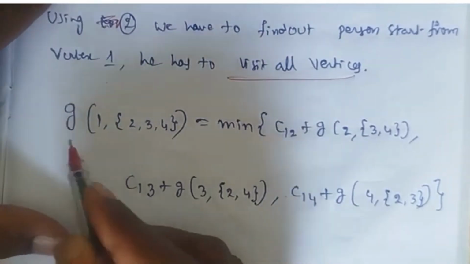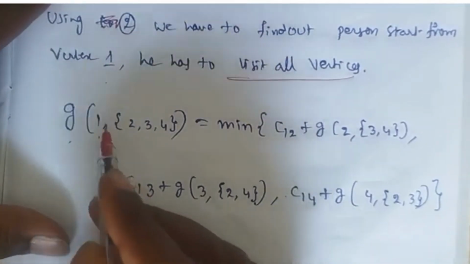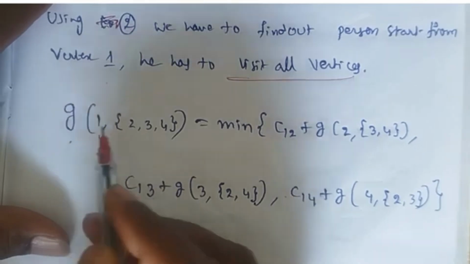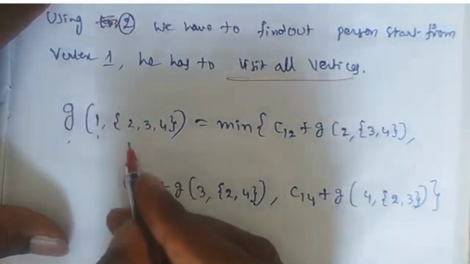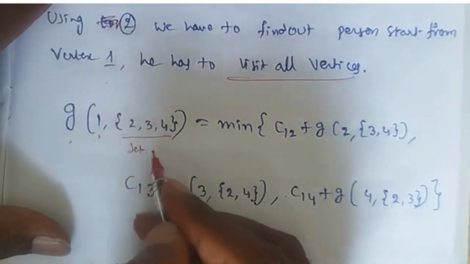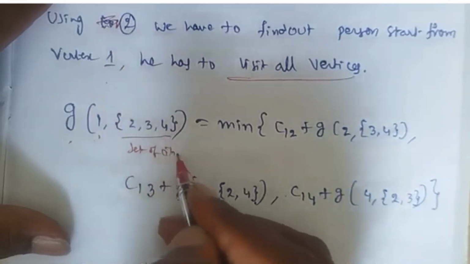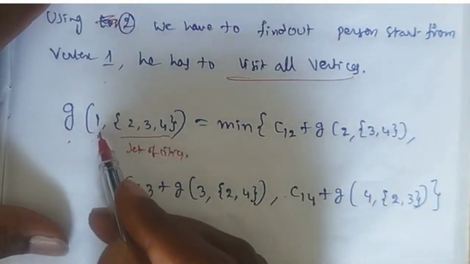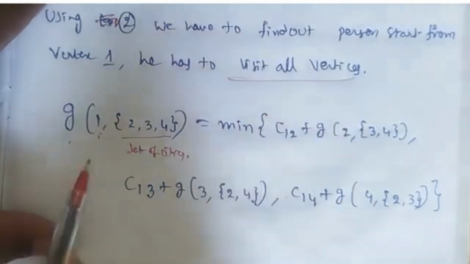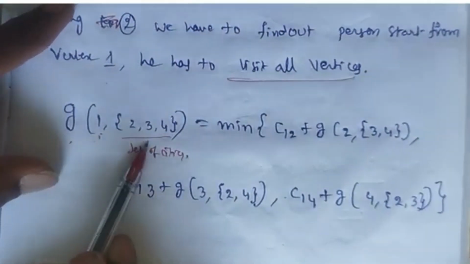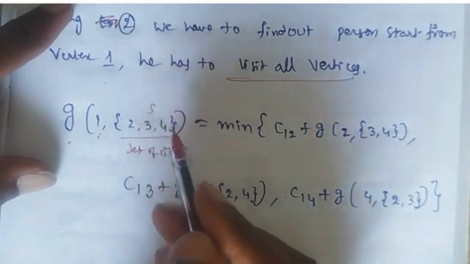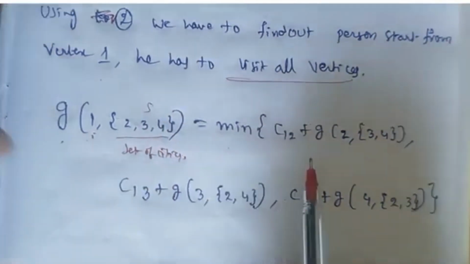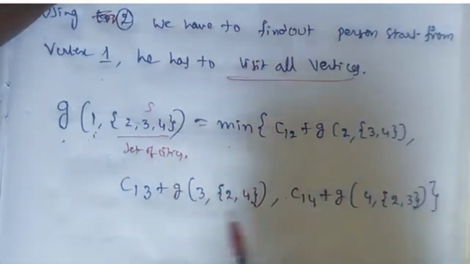G of I value. What is the I value first? I value is 1, so 1. And what about the remaining? These all are the set of cities. So the set of cities. What is the I value? First the I value is 1, so we are starting from 1, and the S value is the remaining set of values. The remaining values are the set values. That equals the same formula. We have to write it 3 times.